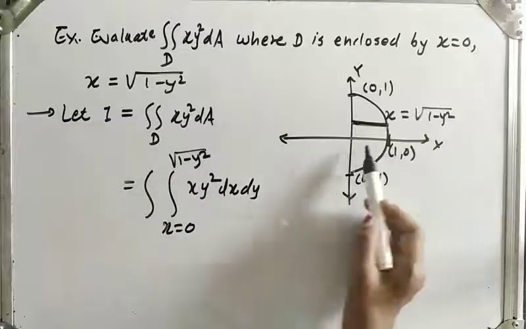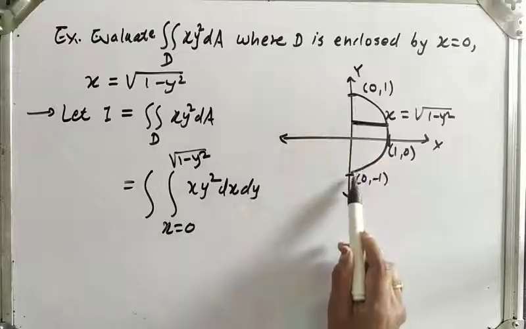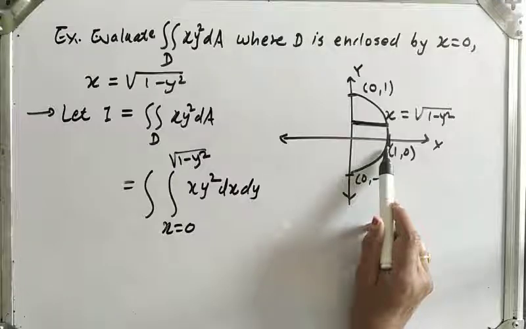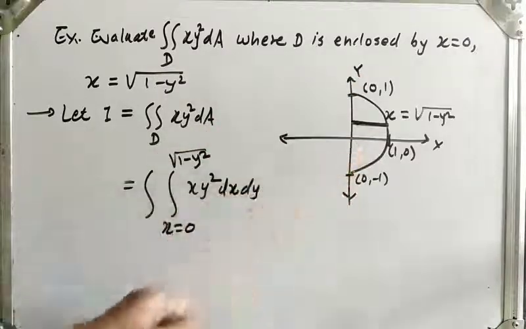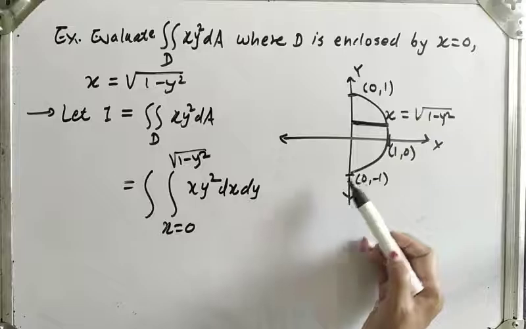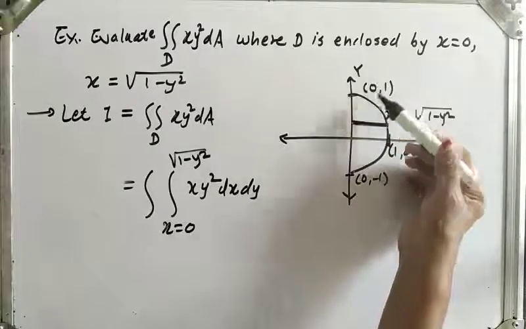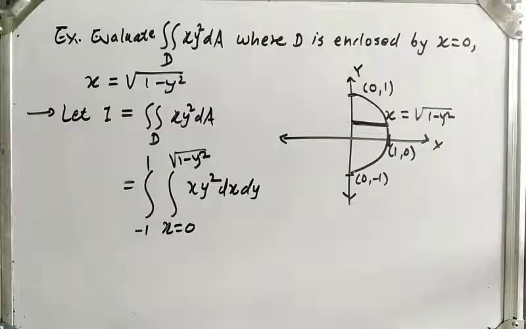And where is y from? Y goes from lower to above along the y axis. Here y is minus 1 up to this point, that is y equals 1. So the limits of y are minus 1 to 1. Now we will solve this integral.